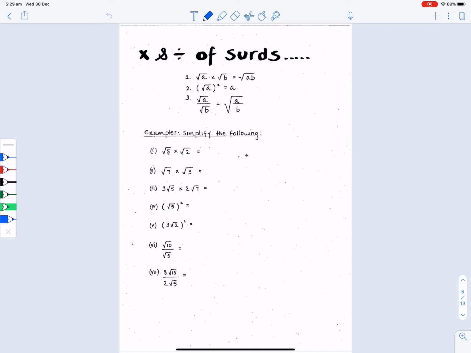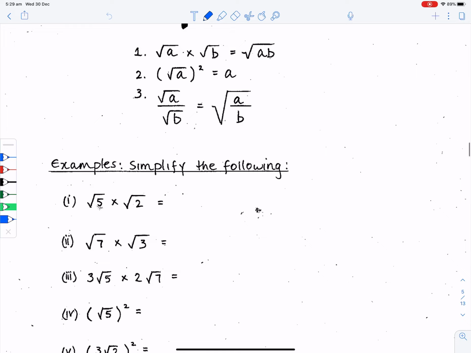Now we move on to multiplication and division of surds. These are the 3 rules that you must know. Rule number 1, if you multiply surds, square root of A times square root of B, you can square root AB.